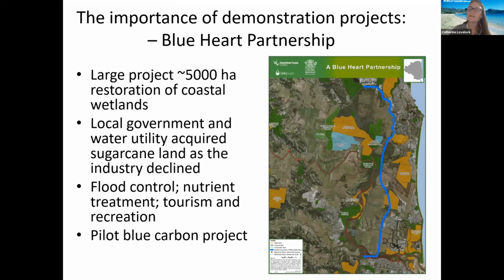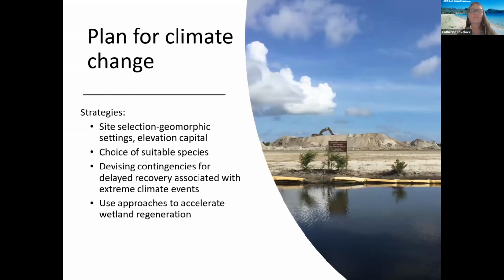They've been acquired as the sugar industry has declined in the region. And these three partners are actually in the game for different motivations. The state is interested in a pilot blue carbon project, and the local partners are more interested in flood control, nutrient treatment, tourism and recreation. So these are really interesting developments that are currently occurring.